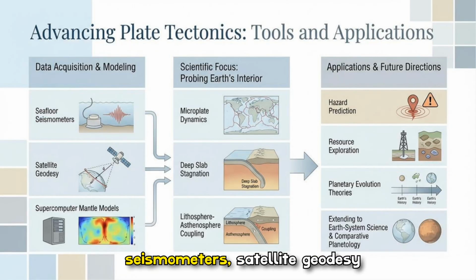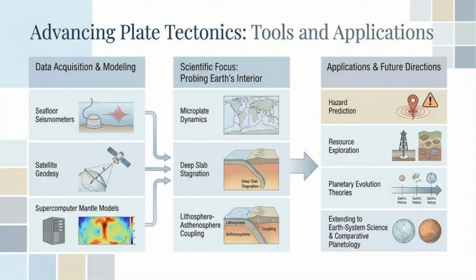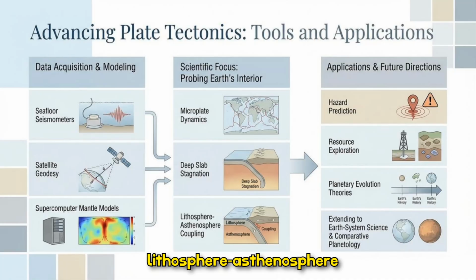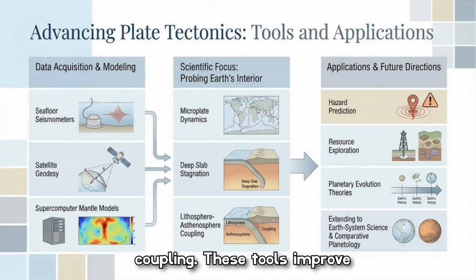Advances in seafloor seismometers, satellite geodesy, and supercomputer mantle models are transforming our understanding of plate behavior, from microplate dynamics to deep slab stagnation and lithosphere-asthenosphere coupling. These tools improve hazard prediction, guide resource exploration, and extend plate tectonic theory into planetary comparisons, opening new directions for Earth system science and planetary evolution.